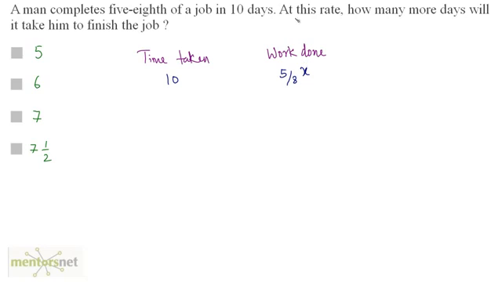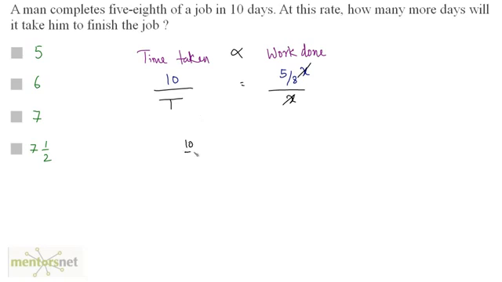Now next we have been asked, at this rate how many more days will it take him to finish the job? Now assume that the total time taken be T, and in this total time the complete work will be done. So X amounts of work will be done, right? So time taken is directly proportional to work done, hence I can take the ratio and equate. So I can find out the value of T. This X gets cancelled out.